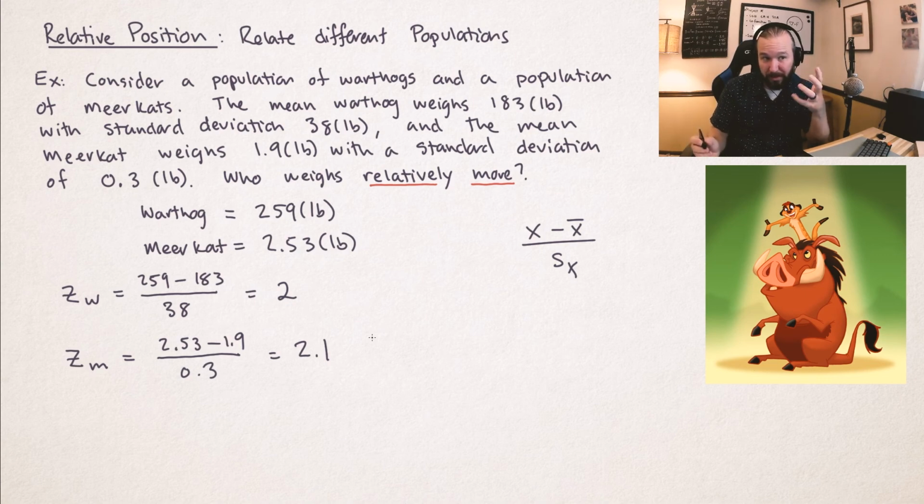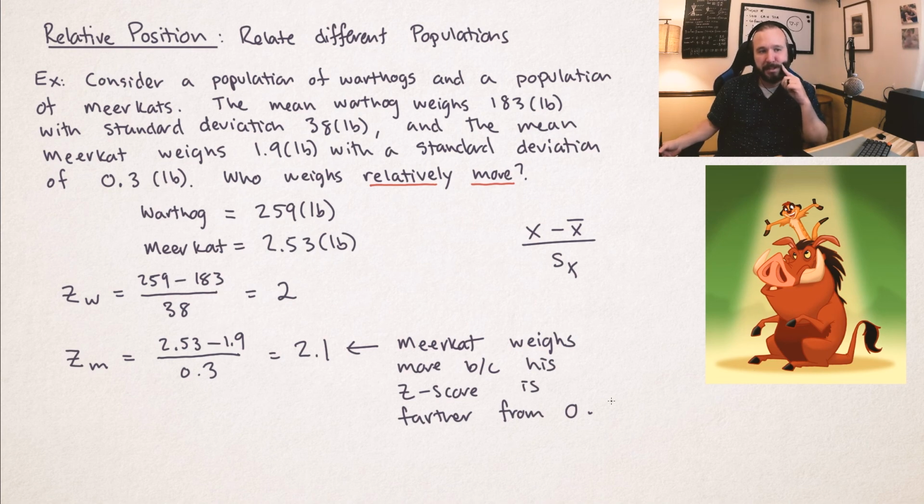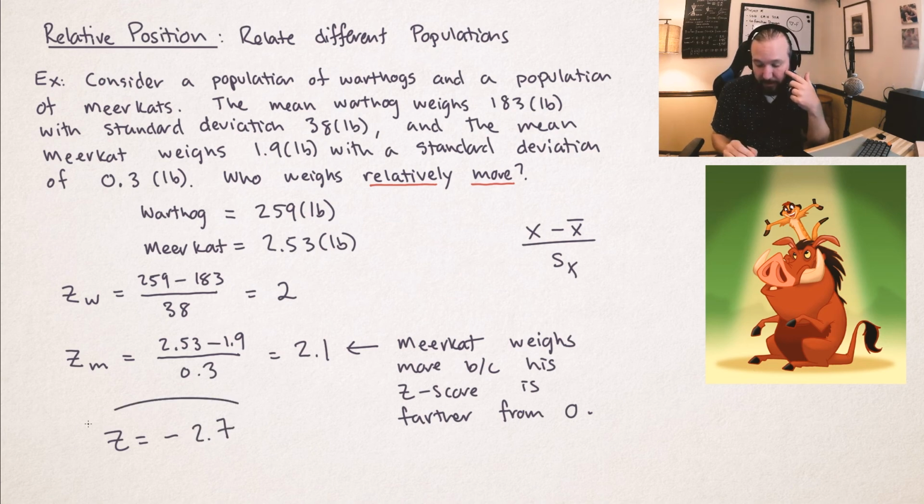Yeah, so let's answer the question. The meerkat, Timon, weighs relatively more. And the reason is because he's more standard deviations. The meerkat weighs more because his z-score is farther from 0. So even if I would have had another animal and I would have gotten a z-score of like negative 2.7, then this would have been the most extreme animal out of these groups.